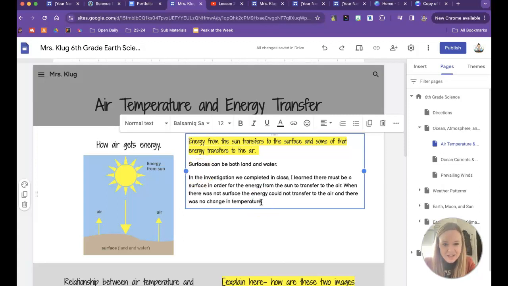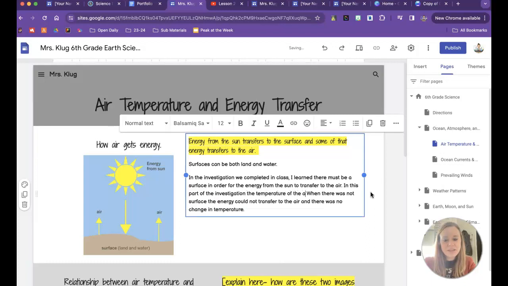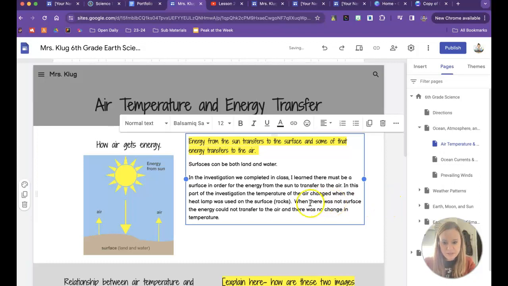I am going to add one last thing. So I said in the investigation we completed in class, I learned there must be a surface in order for the energy to transfer to the air. In this part of the investigation, the temperature of the air changed when the heat lamp was used on the surface, or rocks in this case. When there was not a surface, the energy could not transfer to the air, and there was no change in temperature.